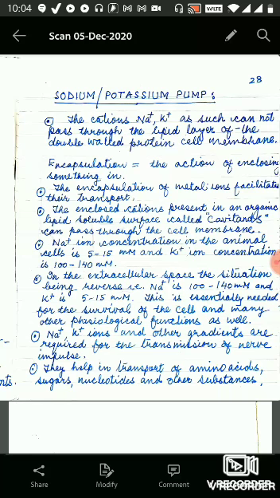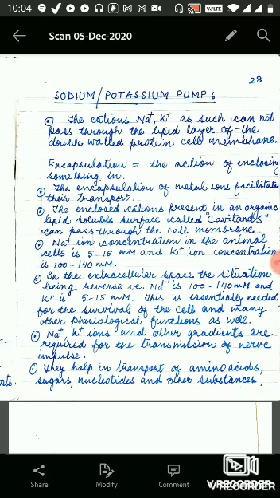The cations, that is sodium and potassium, as such cannot pass through the lipid layer of the double-walled protein cell membrane, and the process is called encapsulation. What is encapsulation? The action of enclosing something in. The encapsulation of metal ions facilitates their transport. The enclosed cations, present in an organic lipid soluble surface called cavitants, can pass through the cell membrane.